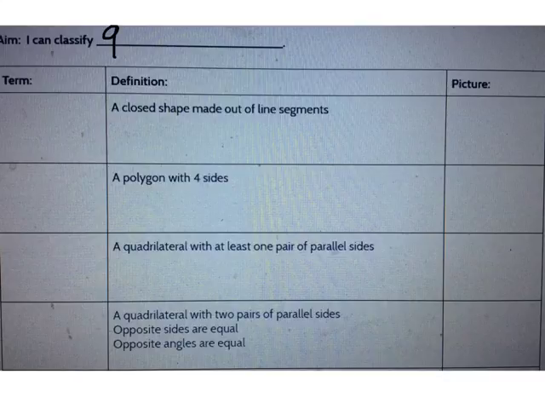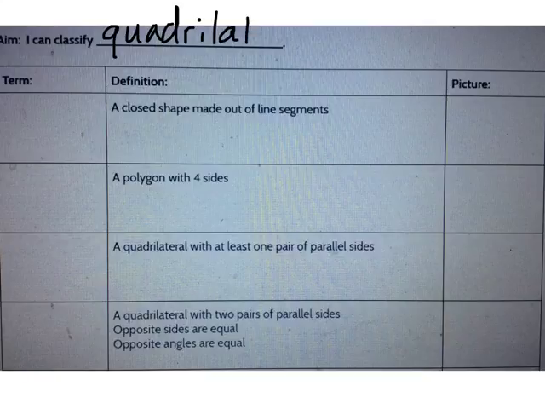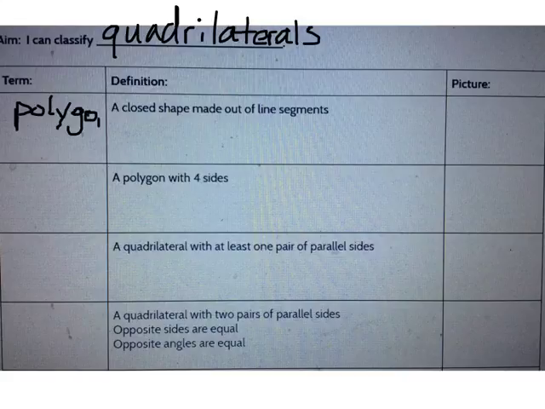Today we're going to classify quadrilaterals. Write that on your paper. Quadrilaterals. We're going to define quadrilateral in just a moment. Quadrilaterals are a type of polygon. A polygon is any closed shape made out of line segments.